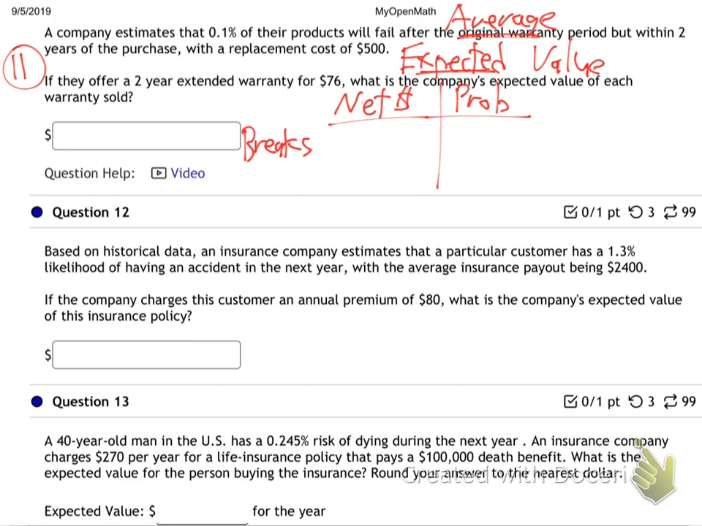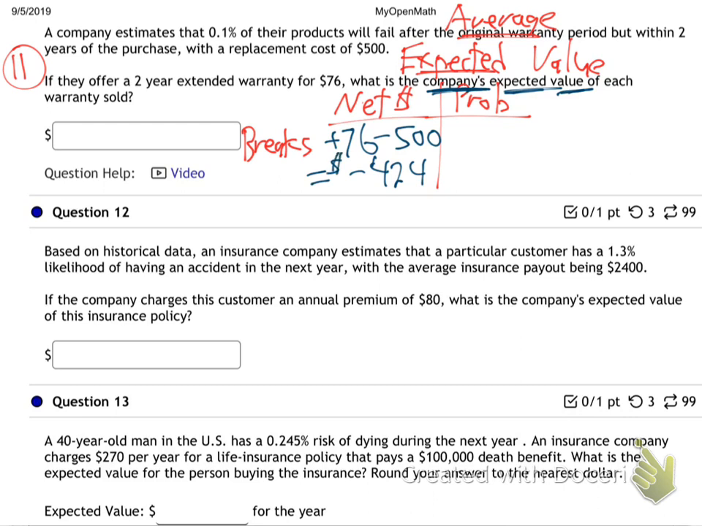So if it breaks during the 2-year period, and we're taking the company's perspective, right? It says company's expected value. So from their bottom line perspective, what happens to the company's bank account? Bottom line, net, everything considered, if the product breaks during the year. What do they gain or lose? But they gained the 76. Right? So they gained the 76, but they lose the 500, which is net result minus 424, I think.